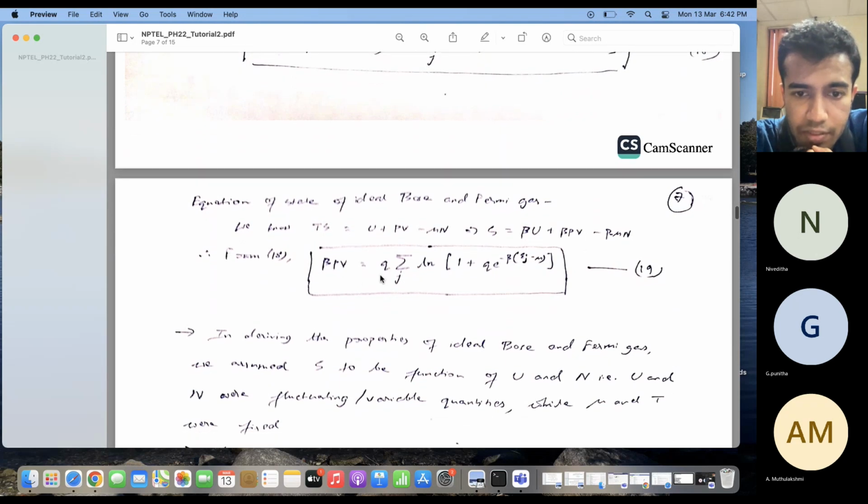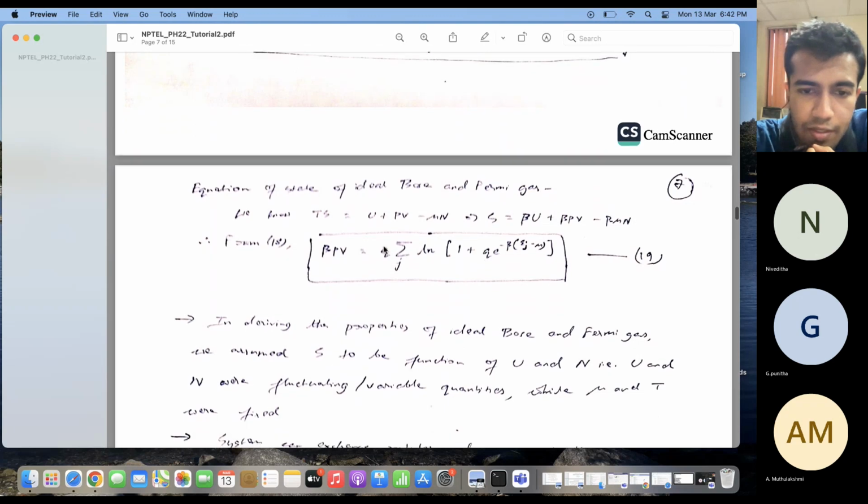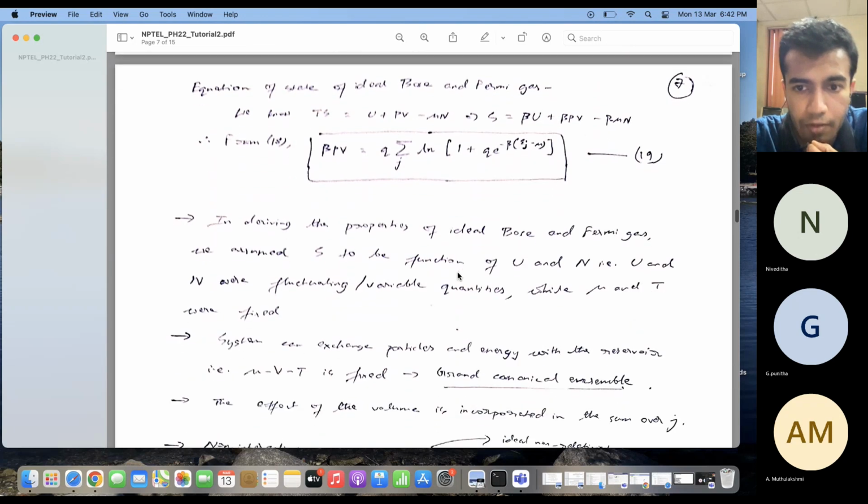So beta PV is equal to q into summation over J of log of this quantity. So I get an equation relating the pressure, volume and temperature of my quantum gas, the ideal Bose or Fermi gas. So this is the equation of state.